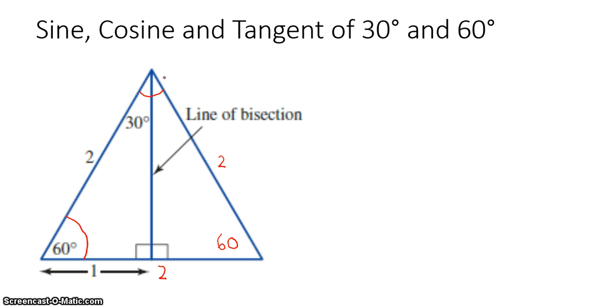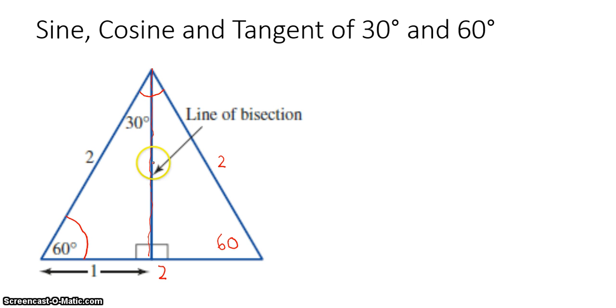The next thing we need to do is draw a perpendicular line from the apex of the triangle down to its base. It bisects the base here, and in the process also bisects this angle up here.